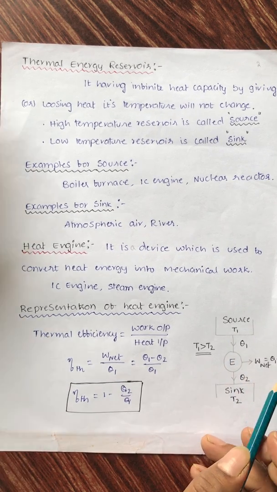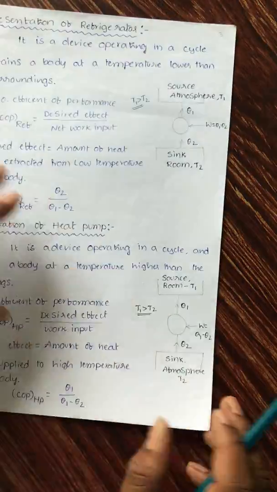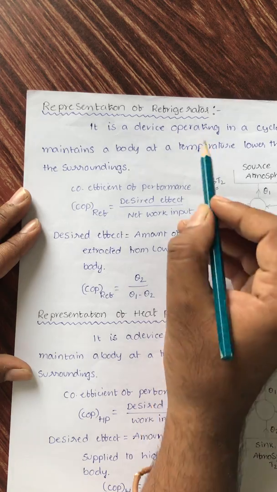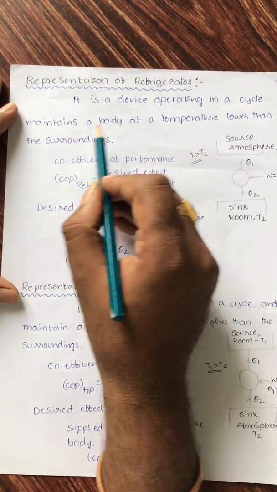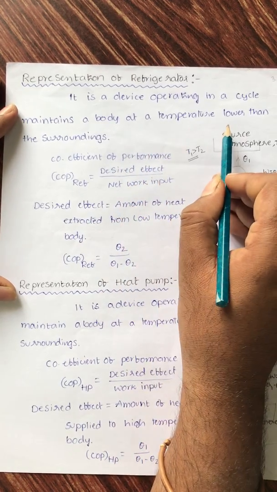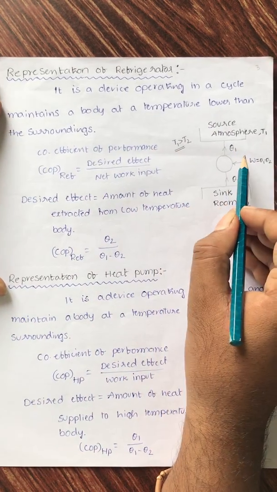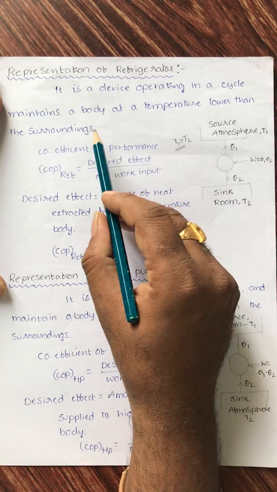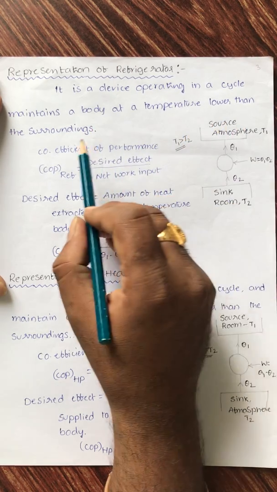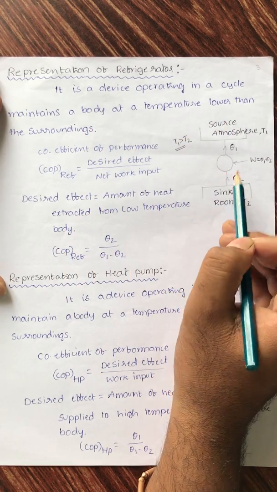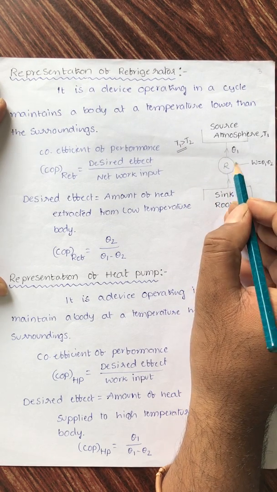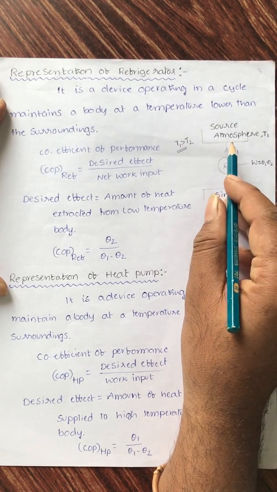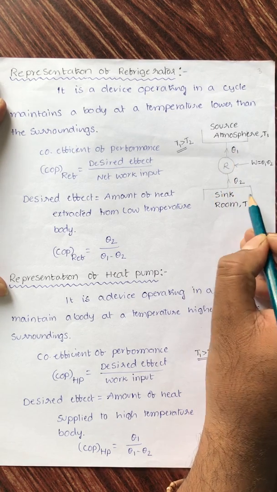Okay, the next one, representation of the refrigerator. It is a device operating in a cycle that maintains a body at a temperature lower than the surroundings. This is the device used to maintain a body at a temperature lower than the surroundings. The refrigerator takes heat from a low temperature body and supplies heat to a high temperature body. For example, this is the sink.